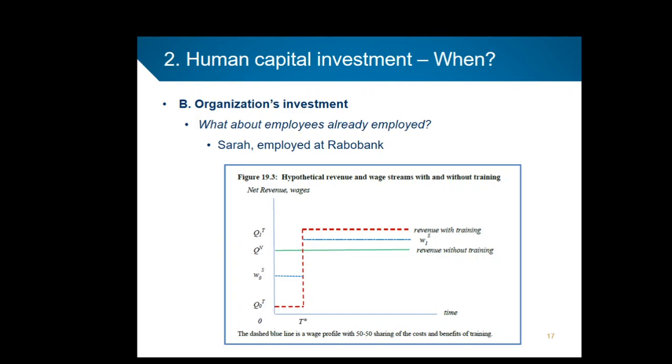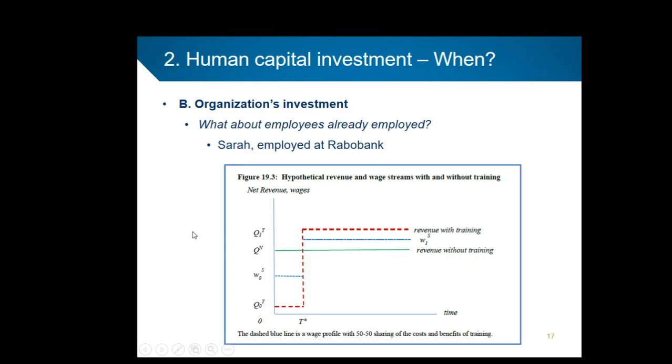However, sending Sarah off for training also means that they're going to miss her for a period. During the training period, she will produce nothing, and that's for a certain amount of time, T asterisk, the length of training. So this is a time that Sarah will produce nothing, but of course they will still pay her. So this is foregone productivity from the side of the organization.